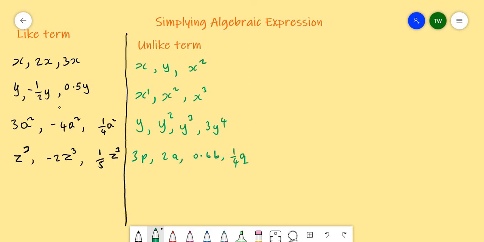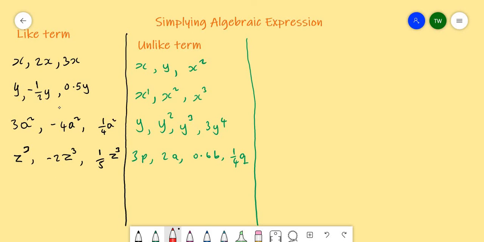Now, why is it important to understand what are like terms compared to what are unlike terms? We can only combine like terms to give us one term, right? So we cannot combine unlike terms, right? And we're going to look at some examples to demonstrate what I'm saying much better. Alright.